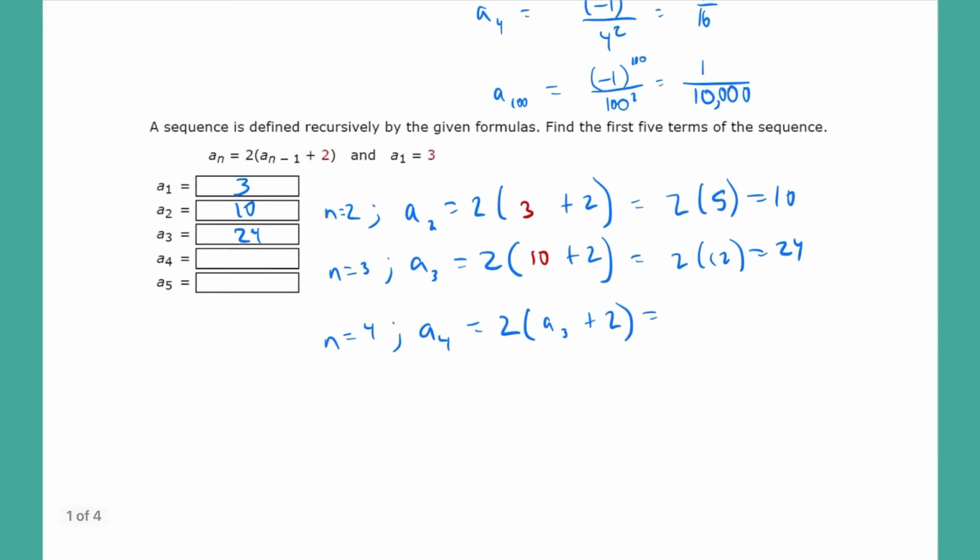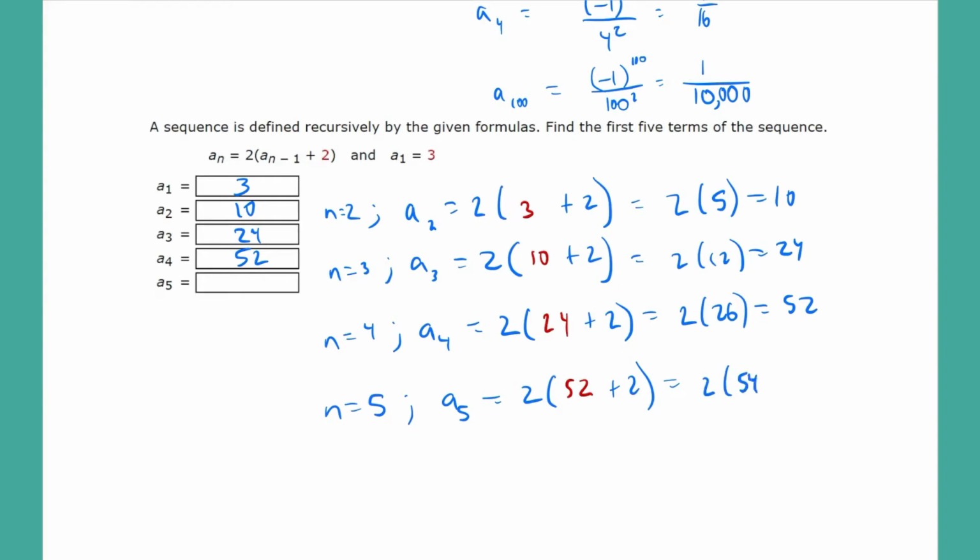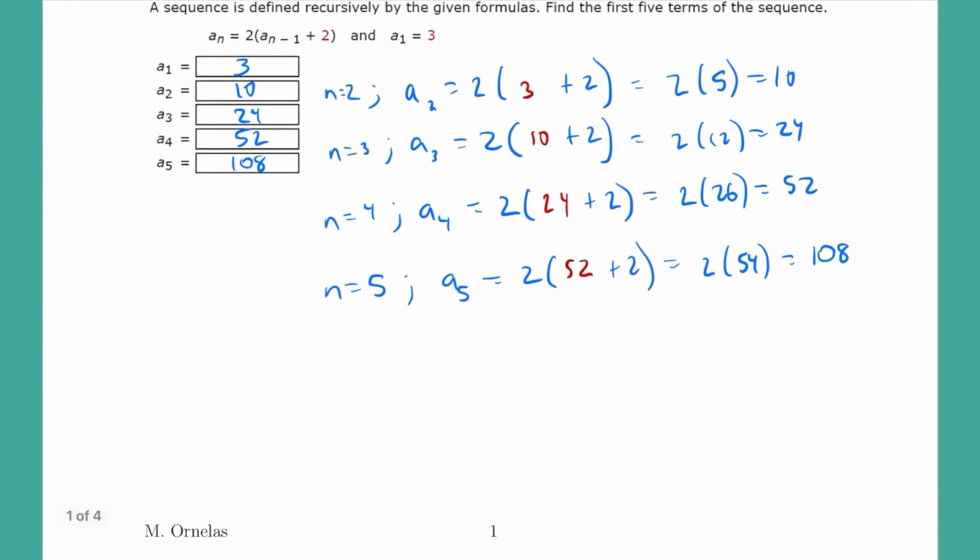And a sub 3, we can grab it from the previous step. That is going to be 24. So erase, plug in, substitute 24. And now we have 2 times 26, which is 52. All right, 52 it is. And the last one, n is equal to 5. A sub 5, 2 times a sub 4 plus 2. Substitute 52 for a sub 4. That will give us 2 times 54, which is 108. That does it for that problem.